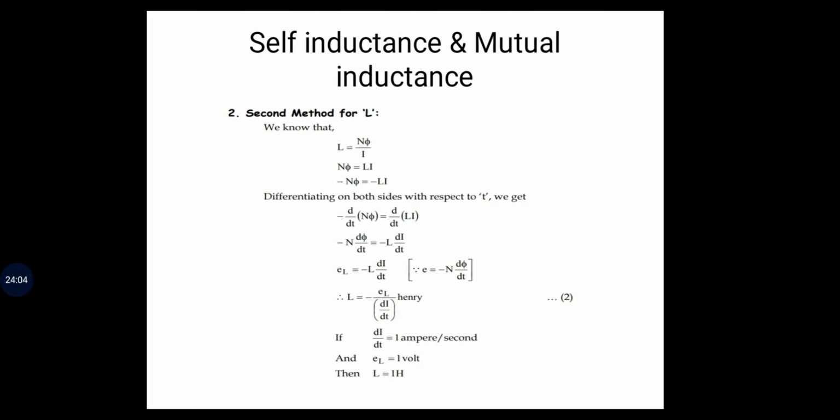Second method is L equal to N phi by I, so N phi equal to Li. We put the negative sign on both sides: minus N phi equal to minus Li.